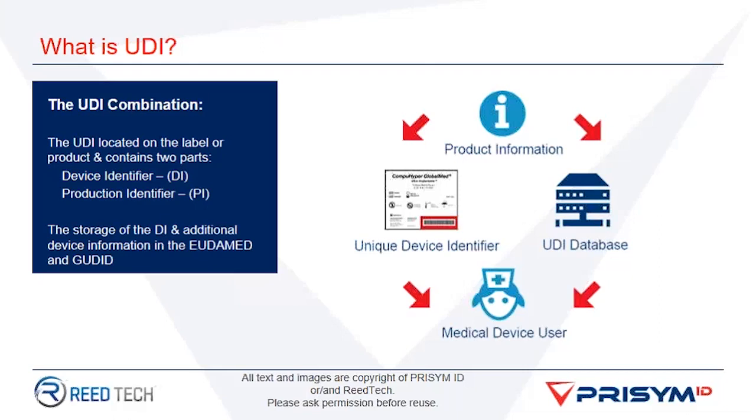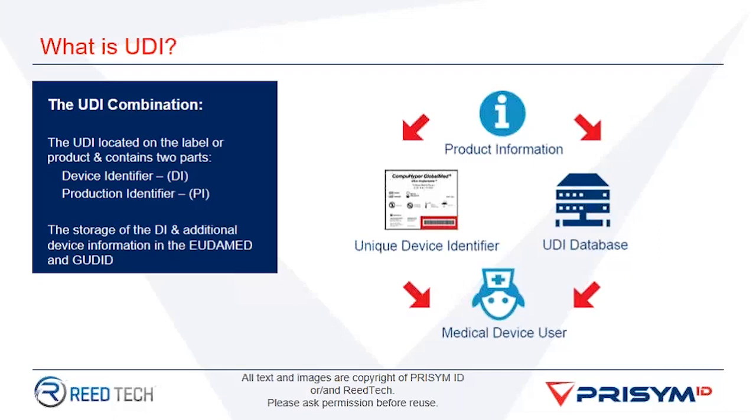Now, the product identifier, the PI, is a conditional variable portion, and that can contain several different pieces of data in it, depending on your product. It could be your lot or batch number, serial number, expiration date, or date of manufacture. Now, the PI is not submitted into the UDID or EUDAMED databases. In addition, the UDI regulations also include requirements for what content was required on the labels and how it should be formatted.